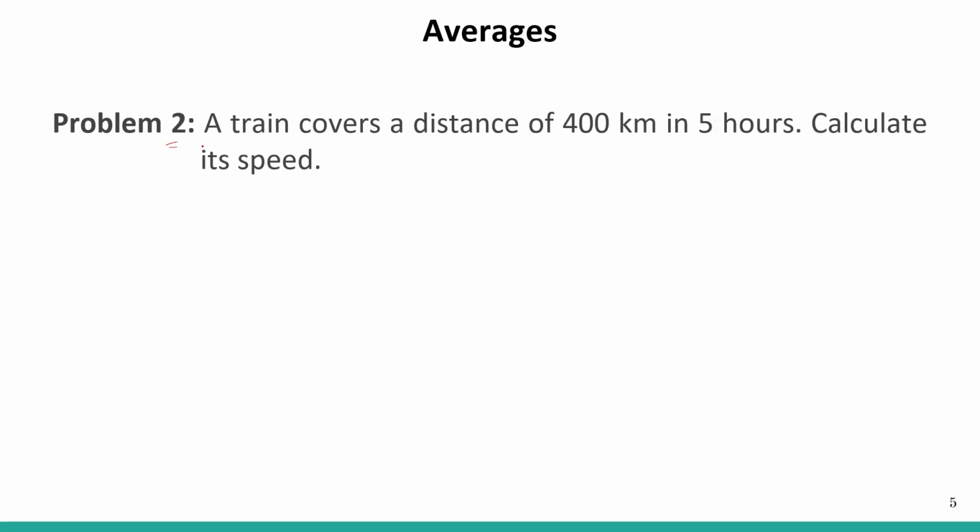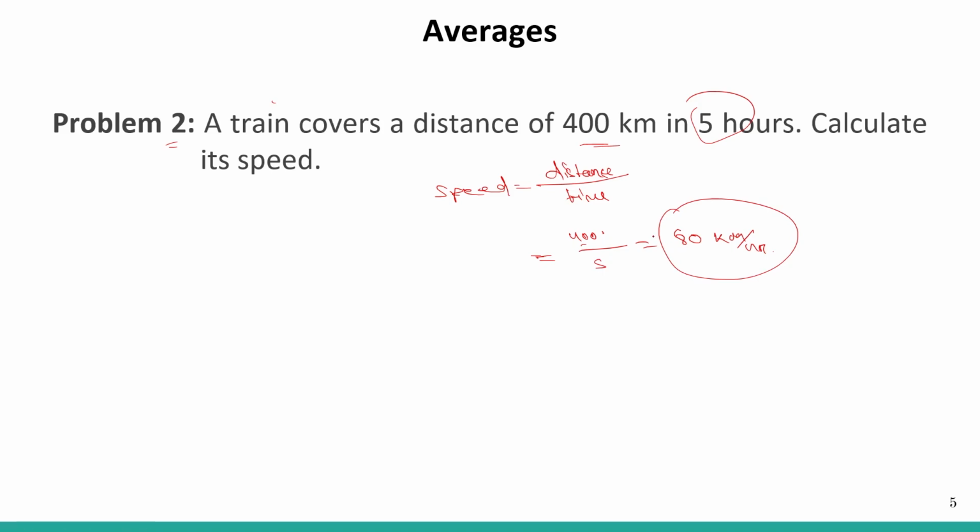So let's see problem number 2. A train covers a distance of 400 kilometer in 5 hours. If the train covers a distance of 400 kilometer in 5 hours, then calculate its speed. Again, we can use that same formula. Speed is equal to distance by time. Distance is 400 kilometer, given to us. This is equal to 400 kilometer by 5 hours, which is 80. This will be in kilometer per hour. So the speed of the train is 80 kilometer per hour.